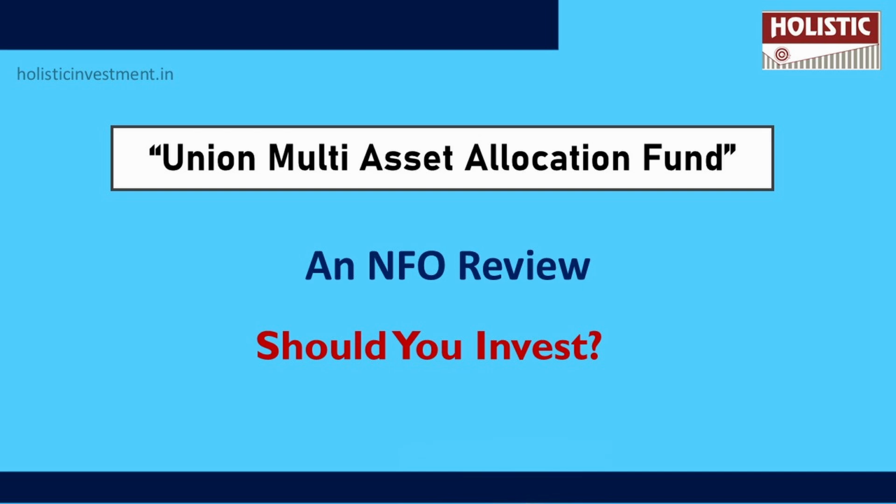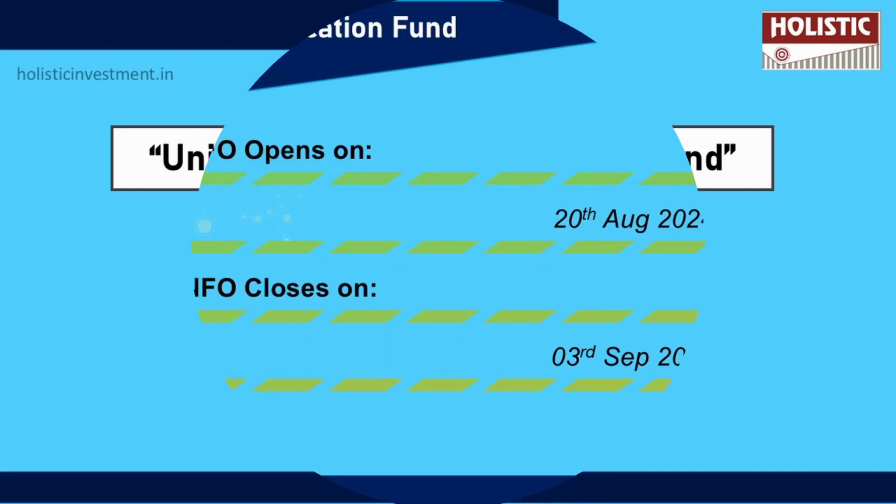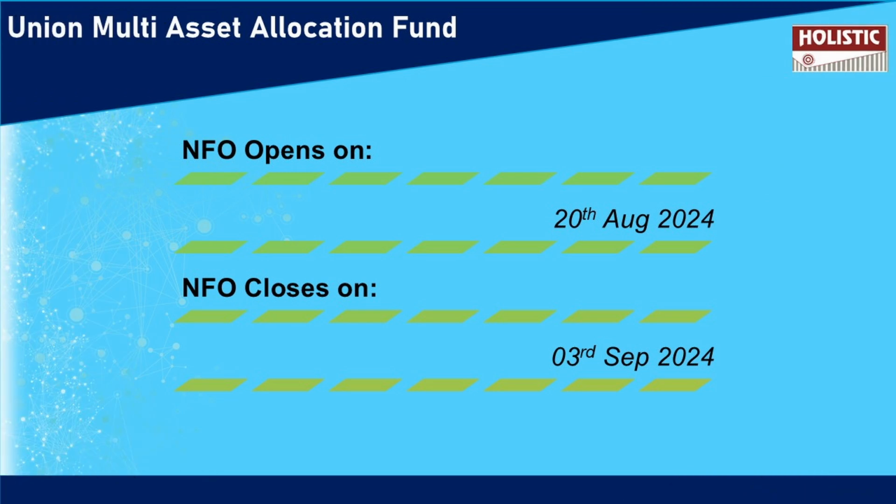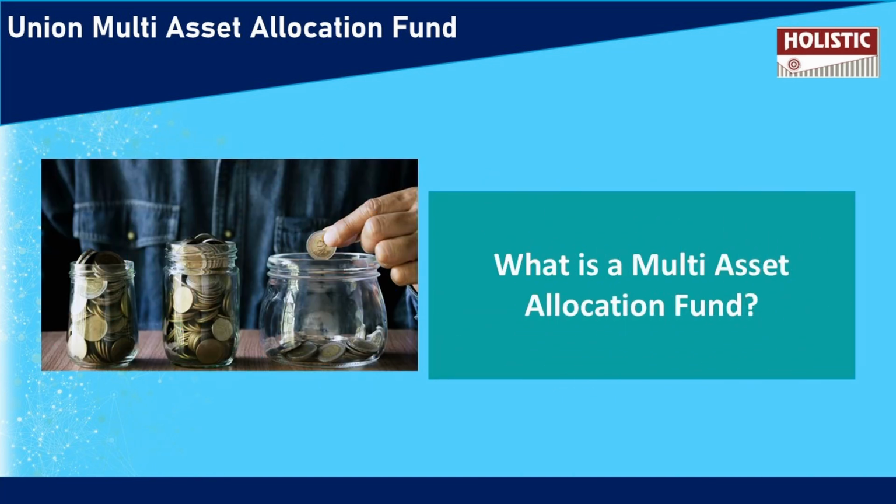Before analyzing this NFO, let us first understand a few basic details about the Union Multi-Asset Allocation Fund. This is an NFO which opens on 20th August 2024 and closes on 3rd September 2024. And before analyzing further details about this NFO, let us first understand what a Multi-Asset Allocation Fund is.